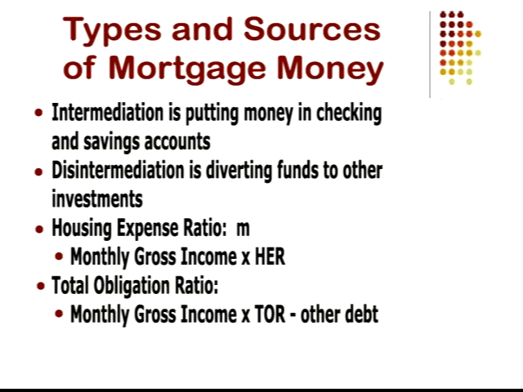The housing expense ratio is your monthly gross income times that housing expense ratio. The total obligation ratio is your monthly gross income times your total obligation ratio minus other debt. And that concludes this chapter's review.